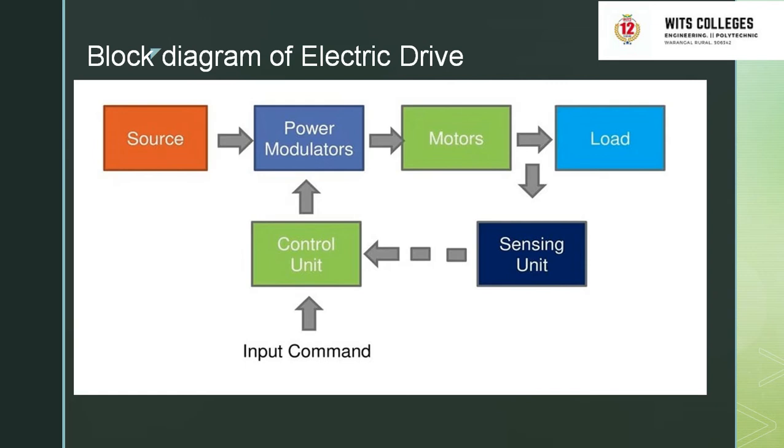Next, input command will send a signal to the control unit to operate the point of the drive. Here, control unit will protect the power modulator, and control unit usually operates at much lower voltage and power levels. And here sensing unit will sense the drive parameters like current, speed and so on. Whereas load is usually a machinery designed to accomplish a given task. Examples of load are fans, pumps, robots, washing machines, and so on.